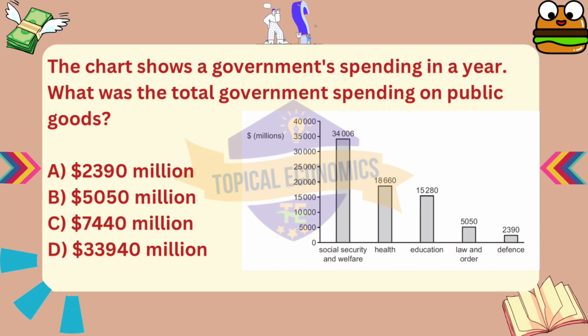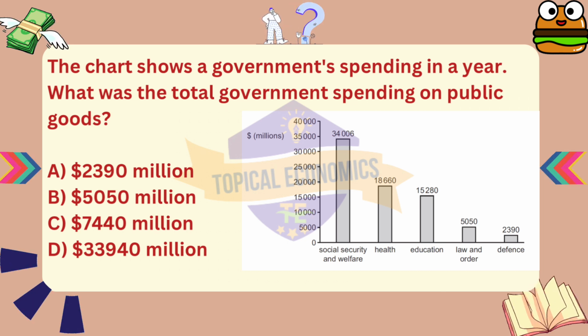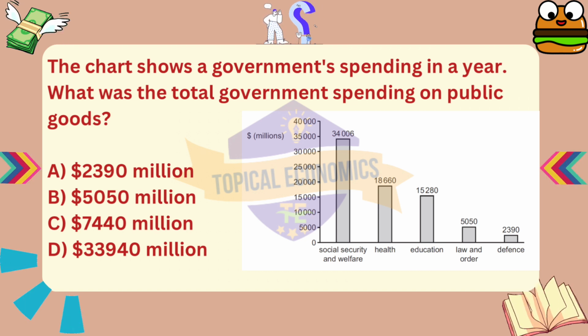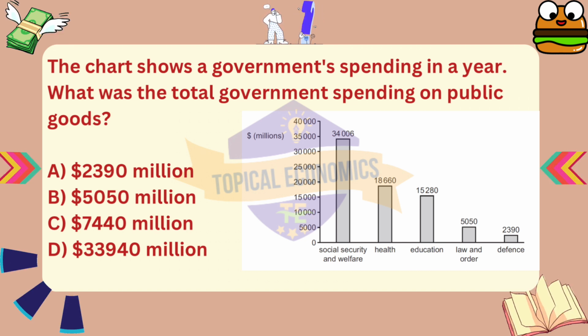The correct answer for this question is option C. The total government spending on public goods is calculated as the sum of the spending on defense, which is $2,390 million, and law and order, which is $5,050 million. This gives a total government spending of $7,440 million.